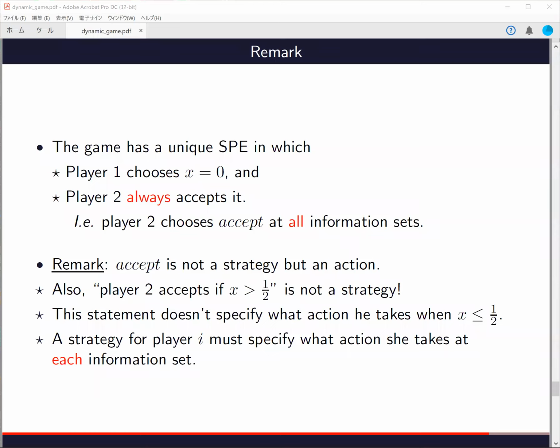Note that the strategy profile of player 2 in this game needs to describe what player 2 would do when player 1 chooses some positive offer amount x as well. This means that player 2's strategy is not just accept. Player 2's strategy is accept any x between 0 and v. This way, we can see what player 2 would do if player 1 offered some positive amount of x.